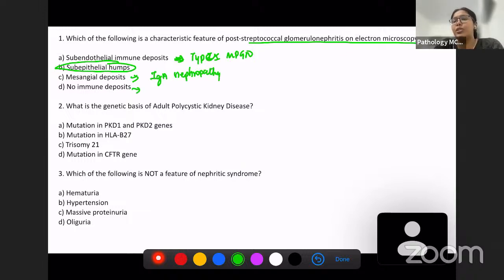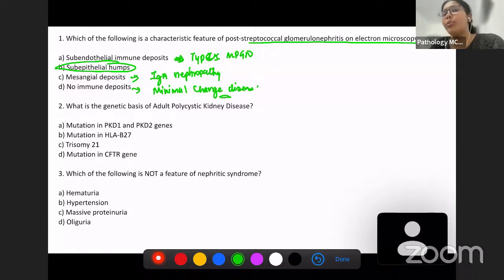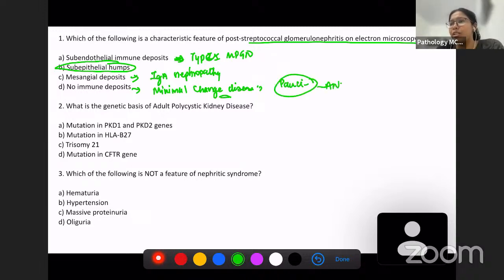No immune deposits, minimal change disease. There are many conditions, but minimal change disease is very frequently associated with no immune deposits and no light microscopic changes. Also, you can say in pauci-immune diseases, there are not much immune deposits, right? ANCA-associated conditions do not have much immune deposits. So that could also be one of the answers. Okay, so this is a process of elimination. You can also follow it this way.